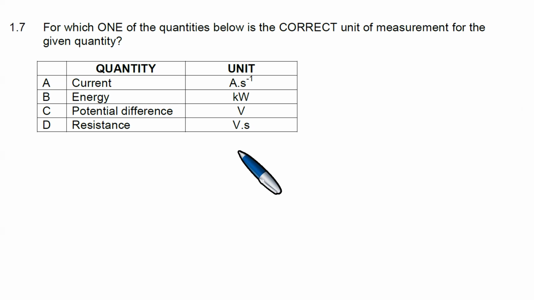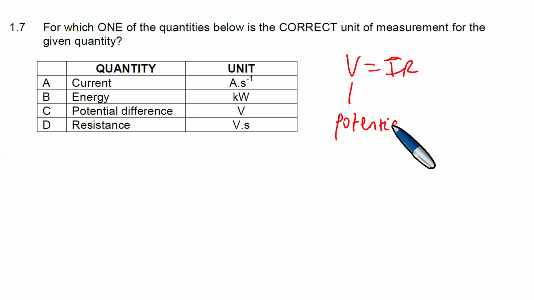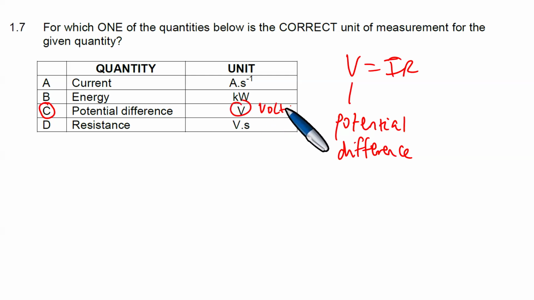All right, so the correct answer in 1.7 is potential difference. If you know that V is equal to IR, this is called potential difference. And potential difference in 1.7 is measured in what? In volts. So the unit of potential difference is V, the volt. Yeah, we're good.